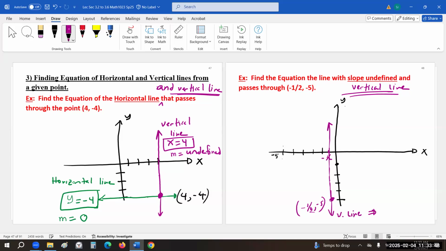What's the equation of the vertical line? It's going through what? X value, negative 1/2. So that's it. It's not touching any y-axis, so it cannot have any regular equation. It has to be only x equals negative 1/2.